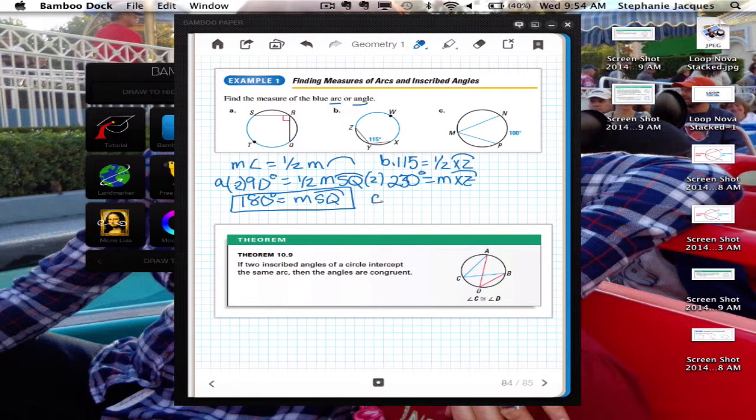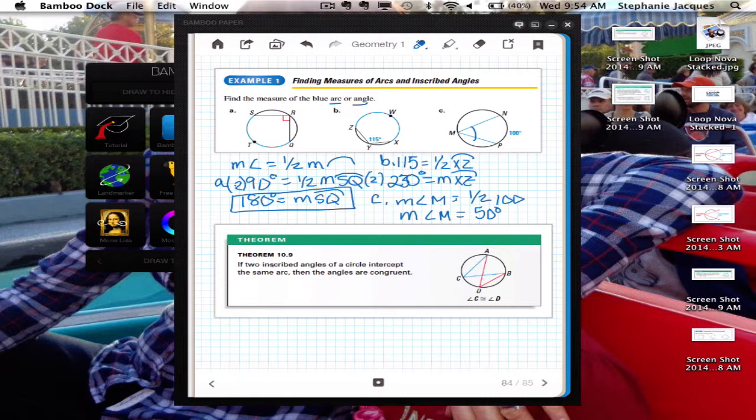C is a little bit different. They give us the arc measurement, but they did not give us the angle measurement. So I'm going to go the measurement of angle M is equal to 1/2 this arc here. So I have 100. So therefore I know that the measurement of M is equal to 50 degrees. Let's look at another theorem. If two inscribed angles of a circle intercept the same arc, then the angles are congruent.